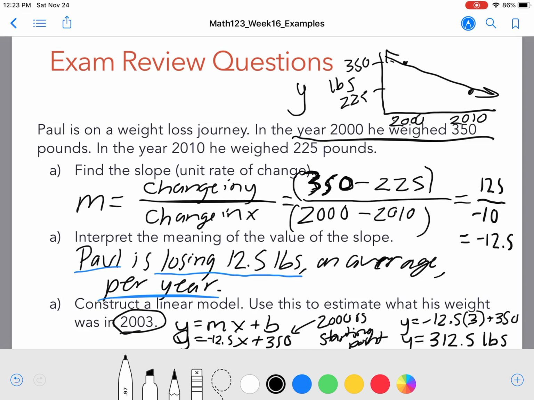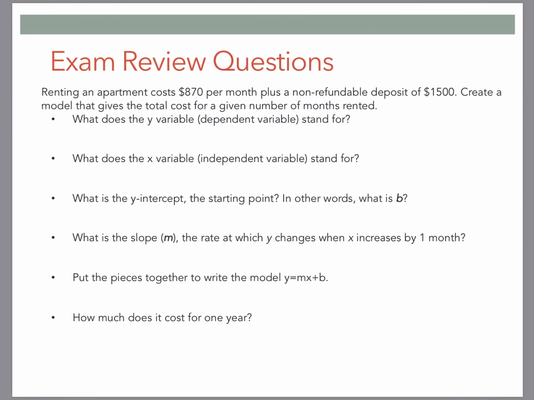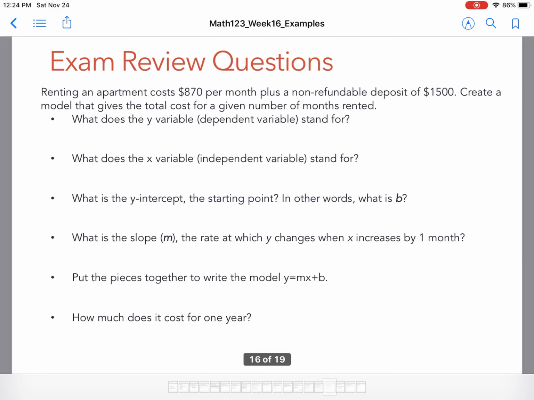You just subtract 12.5 three times, and you get the same answer of 312.5. So that's just kind of a nice thing to do. Make sure you're thinking about, logically, does my answer make sense? All right, let's take a look at the next one.